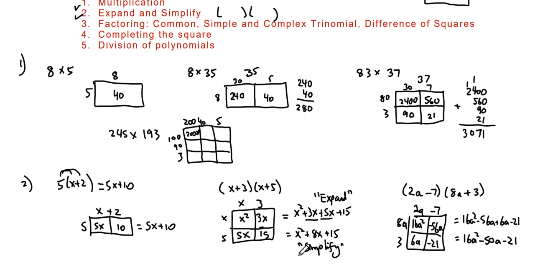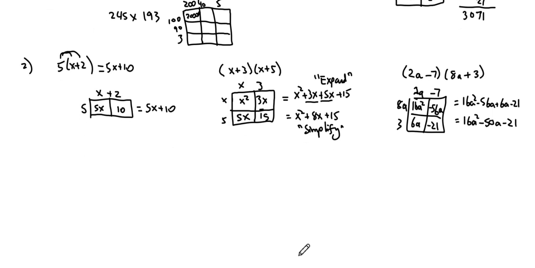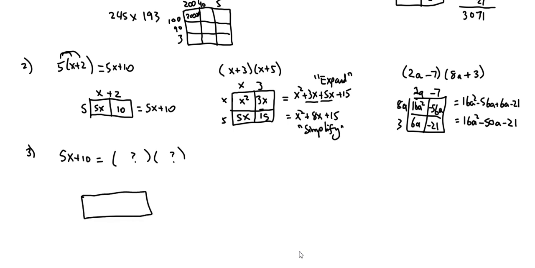Okay, let's look at factoring now. Factoring is the opposite of expanding. So with factoring, instead of being given what to multiply and coming up with the answer, we're given the answer and we have to think about, well, what would be multiplied to give that? In other words, if I had an area model, I'd be given the area and I have to think about what goes here and what goes here.